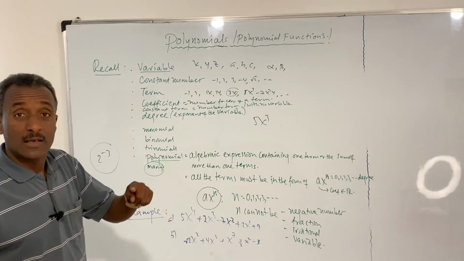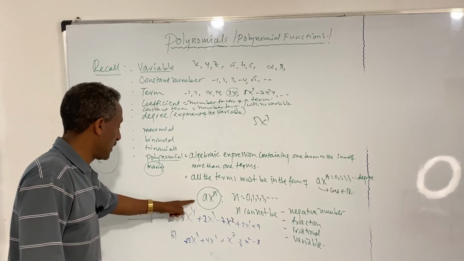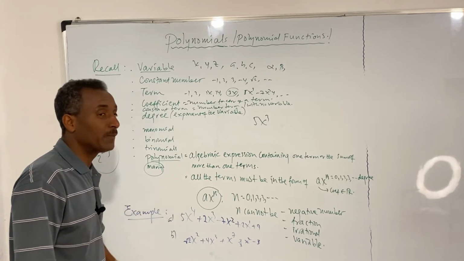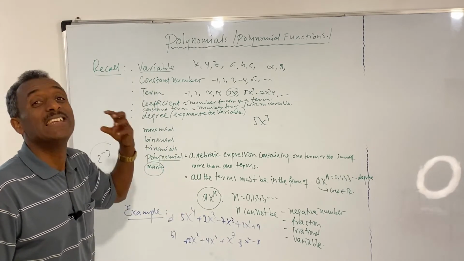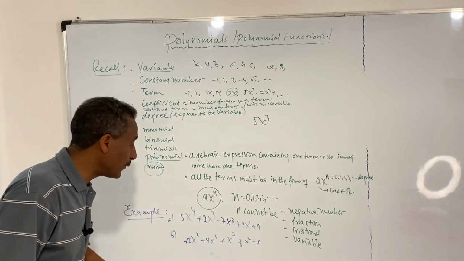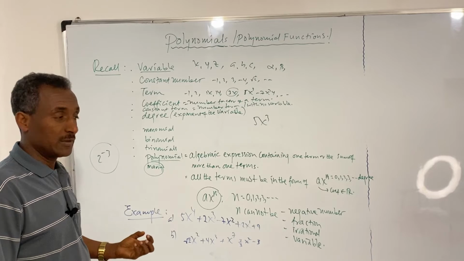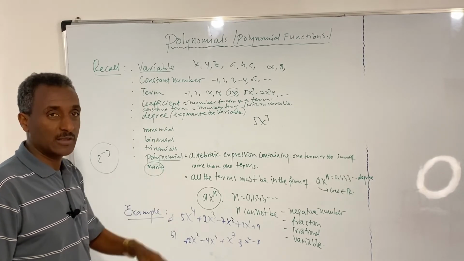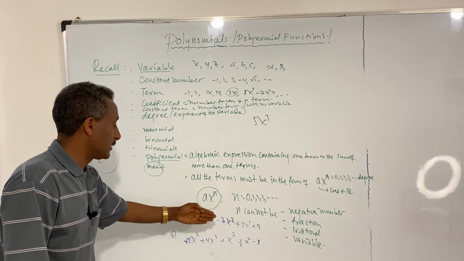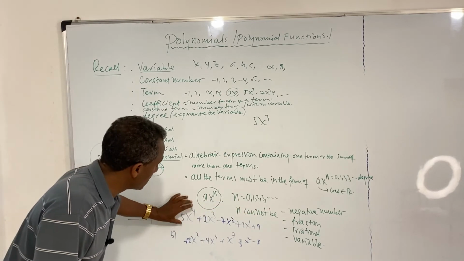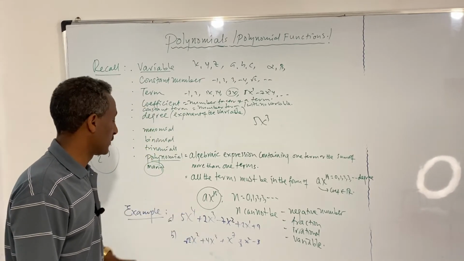What is the coefficient of the term with the highest degree? The term with the highest degree is this one, and the coefficient is 5. The coefficient of the term with the highest degree is called the leading coefficient, the coefficient that leads all the terms. In the decreasing order of the degrees, when we place them, the coefficient of the highest degree comes first. Leading means it leads all of them. So it becomes the leading coefficient.